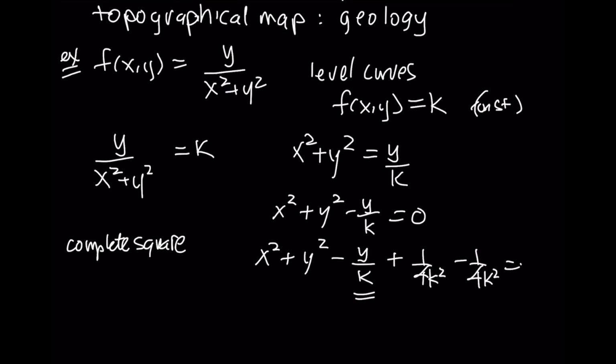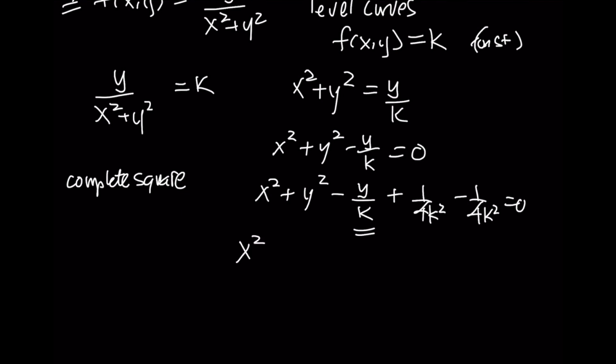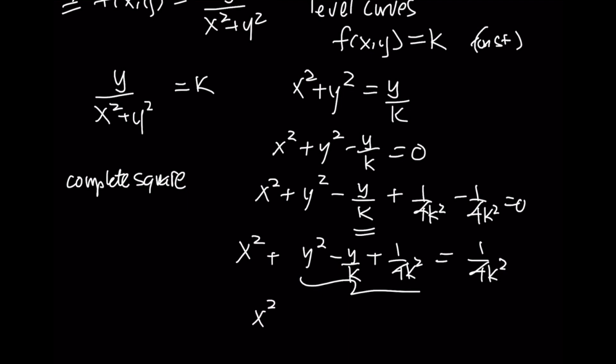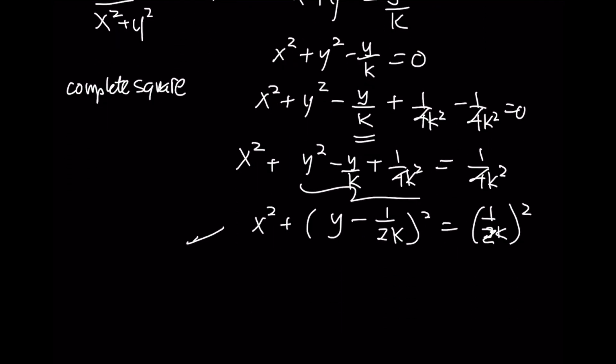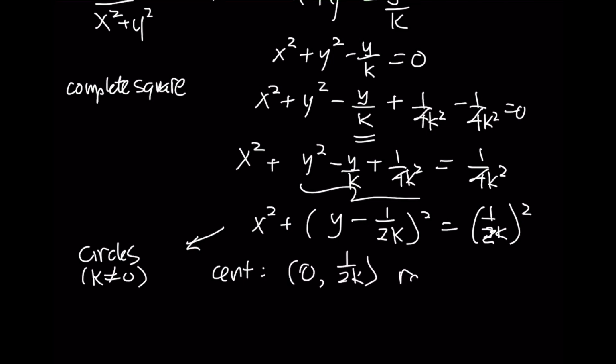Now, the purpose of doing this is that I'll get these three terms, and these three terms end up making a perfect square. The perfect square here is y minus 1 over 2k all squared. And this is 1 over 2k squared. Now, because I divided by k at some point, k is never allowed to be 0. This represents circles. The center of these circles is going to live at 0 and 1 over 2k, and the radius of these circles is always the absolute value of 1 over 2k.